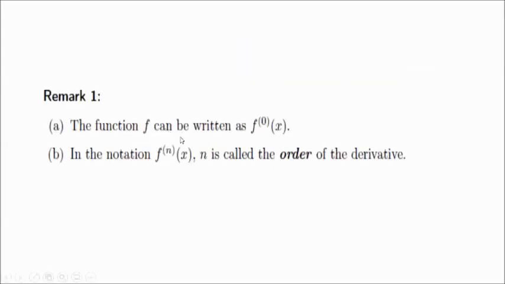So remark. Our original function, we can symbolize as this one, 0, since it is the starting point. And then what we call the n there, class, is the order. That is why it's higher order derivatives. Okay? So if this is 5, so fifth derivative, that is, its order is 5.